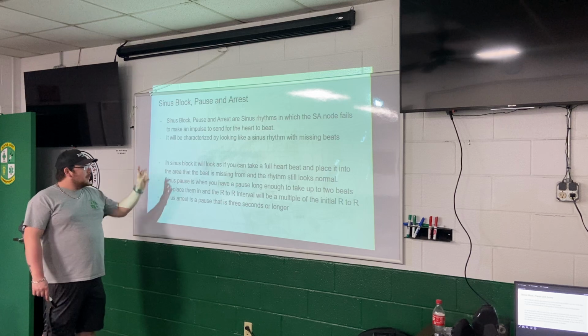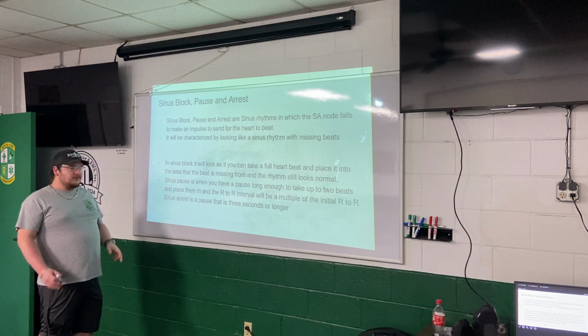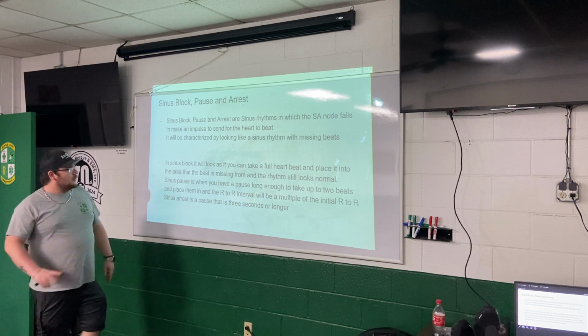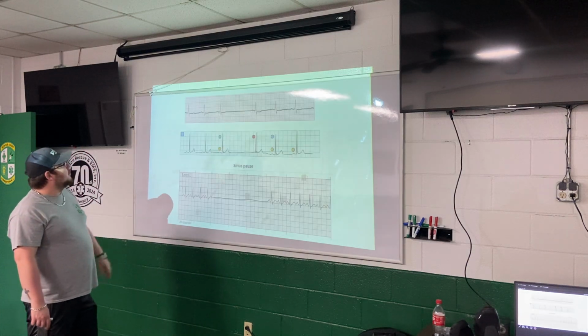Take a heartbeat out, we can plug it back in. Sinus pause: 2 multiples of the R to R. Sinus arrest: 3 seconds or longer. We'll go over that now.